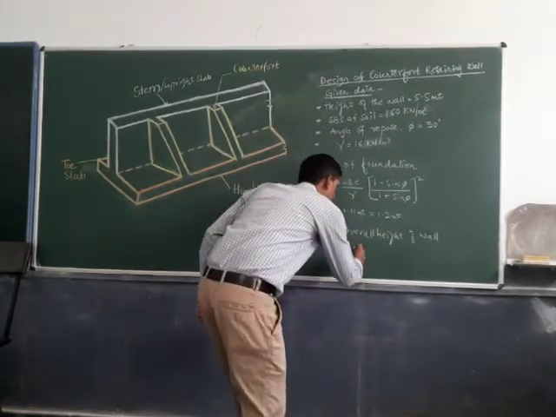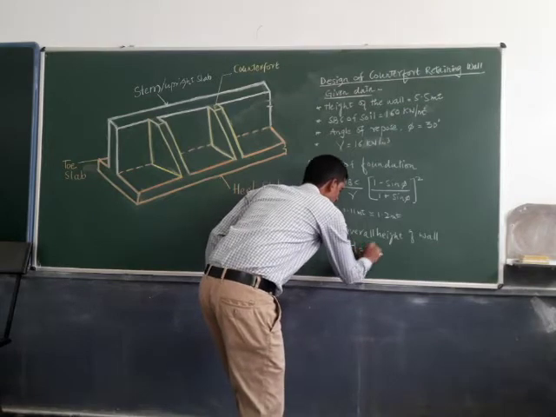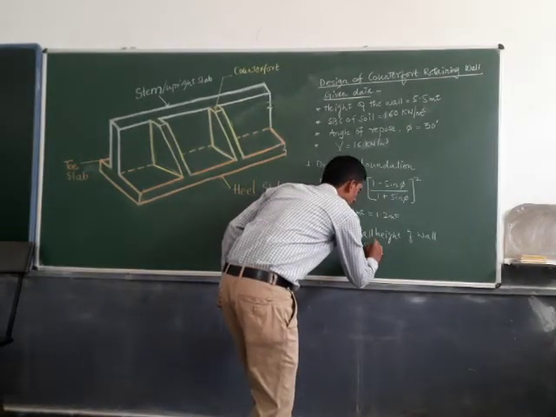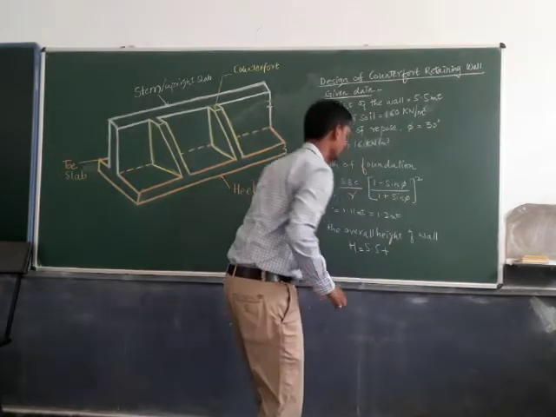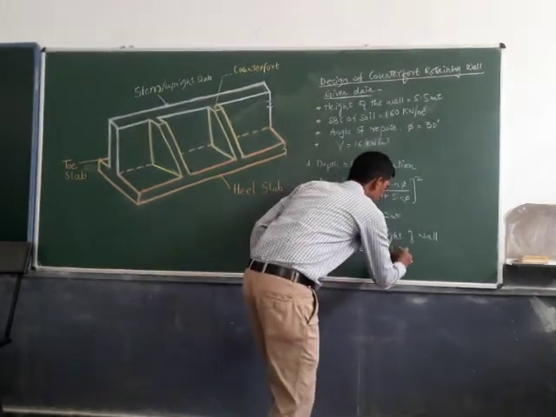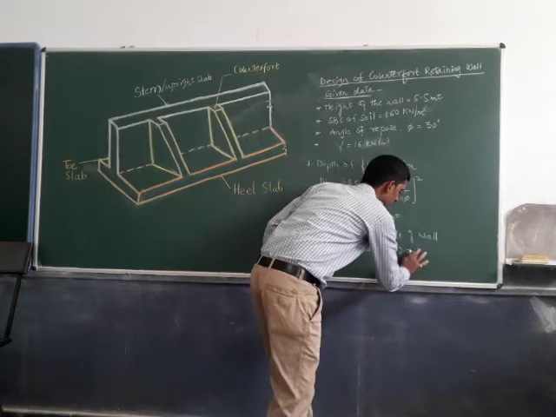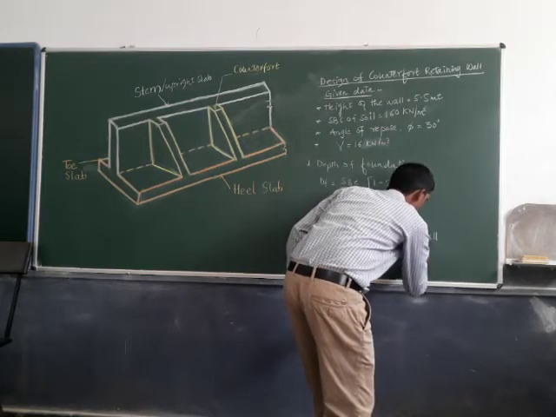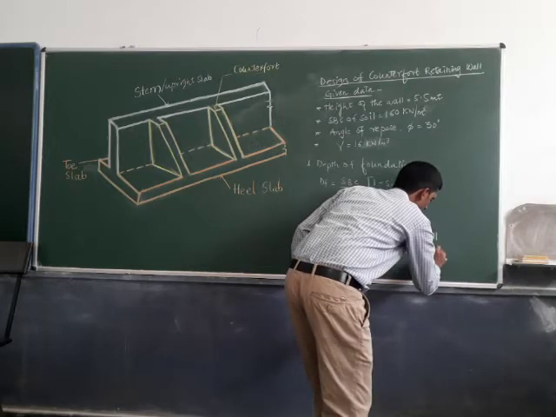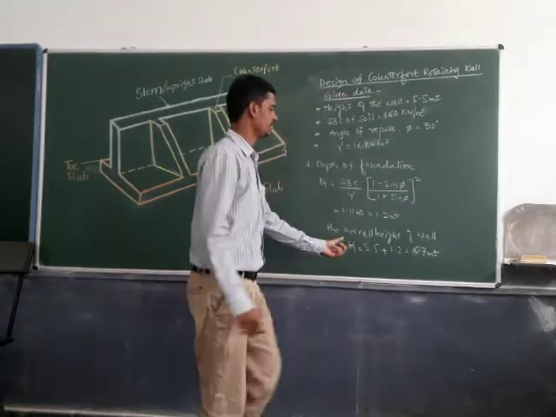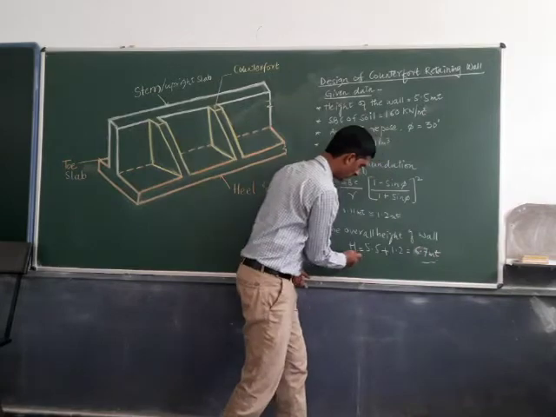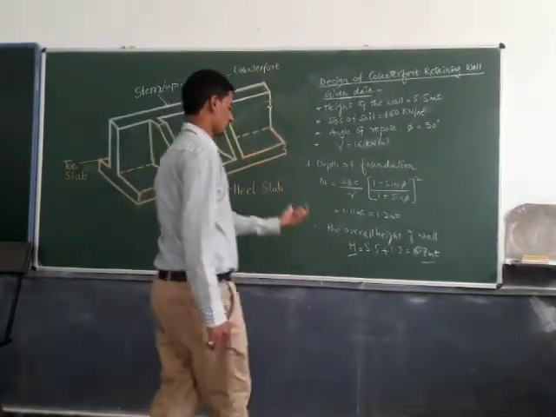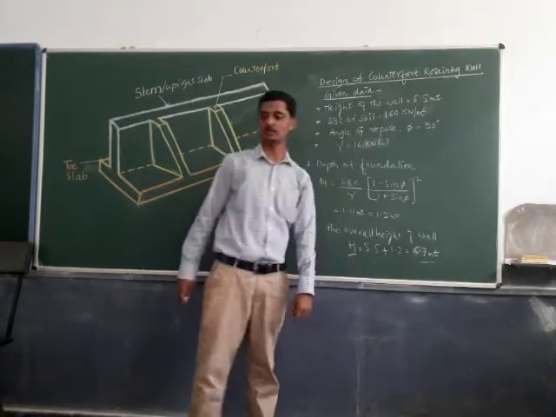The overall height of the retaining wall, H, is equal to the height of the retaining wall above the ground level plus 1.2 meter. So we get 6.7 meter. The total height of the retaining wall is 6.7 meter. This is very important. Understood? So this is the first step: you have to find out the total height of the retaining wall.